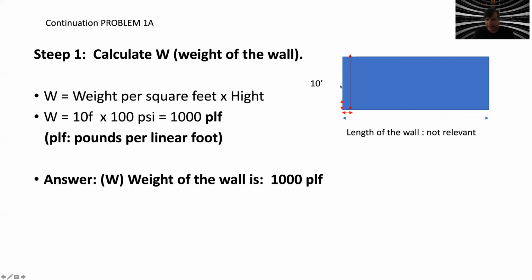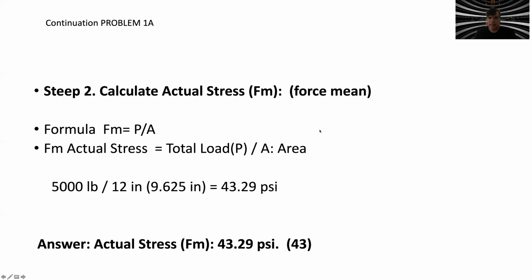Well, we multiply 10 by the weight that 1 foot of this element has. It's like this weight, 100 psf, is the weight of 1 square foot of this particular wall. We multiply by 10 because we have 10 square feet. We can divide this 1, 2, 3, 4, 5 because the height is 10. Well, the total will be 100 multiplied by 10, 1,000. It's very simple.